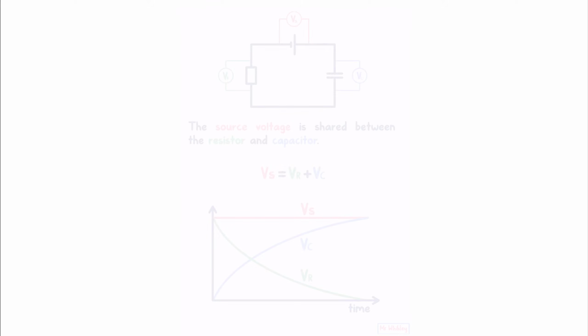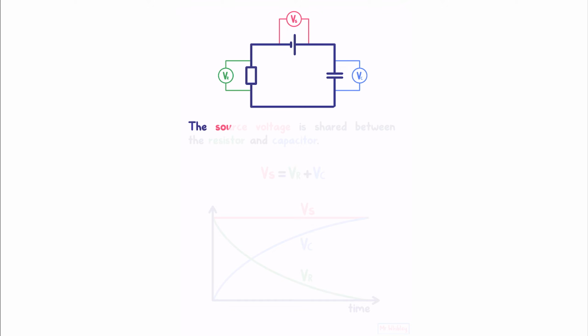If we consider a circuit with a voltage source, a resistor, and a capacitor in series, the source voltage is shared between the resistor and capacitor, such that the source voltage is equal to the resistor voltage plus the capacitor voltage.